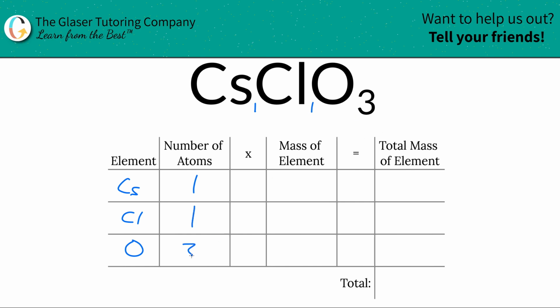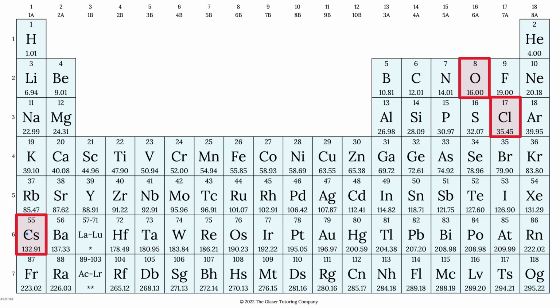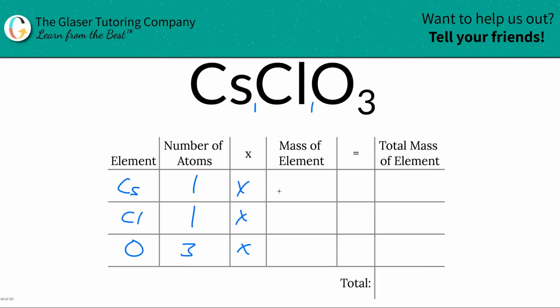Then all we're going to do is take those numbers of atoms and multiply them by the mass of each particular element. We do this by looking them up on a periodic table. Here's the periodic table: 132.91 units of mass for cesium, oxygen is 16, chlorine is 35.45. So we just write them down. Cesium was 132.91, chlorine was 35.45, and oxygen was about 16.